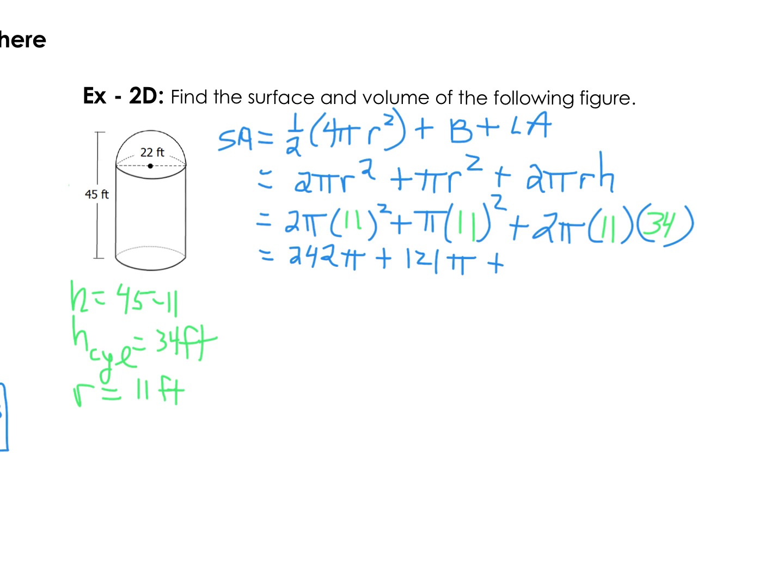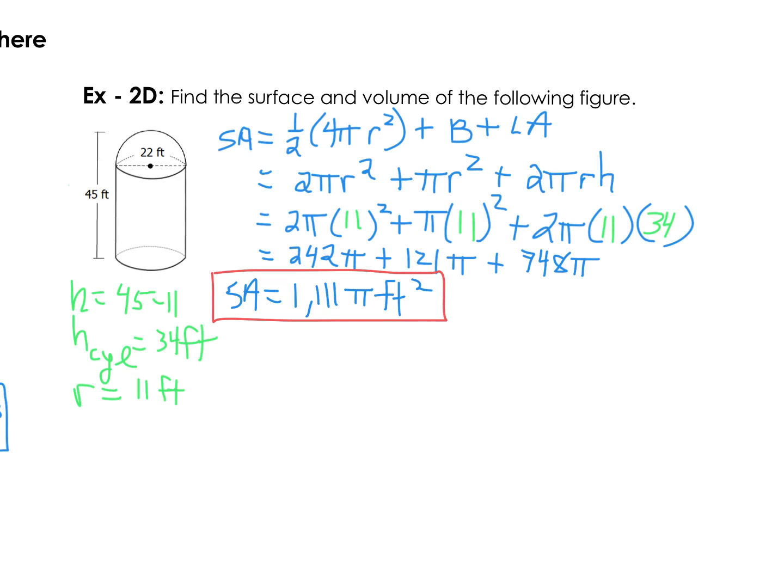So 22 times 34 is 748 pi. Then we just have to add all these together. So our total surface area is the 748 plus the 121 plus the 242 for a grand total of 1,111 pi feet squared. Okay, so that's our surface area, and that is part 1. They wanted surface area, and then they want the volume. So let's do part 2, volume.